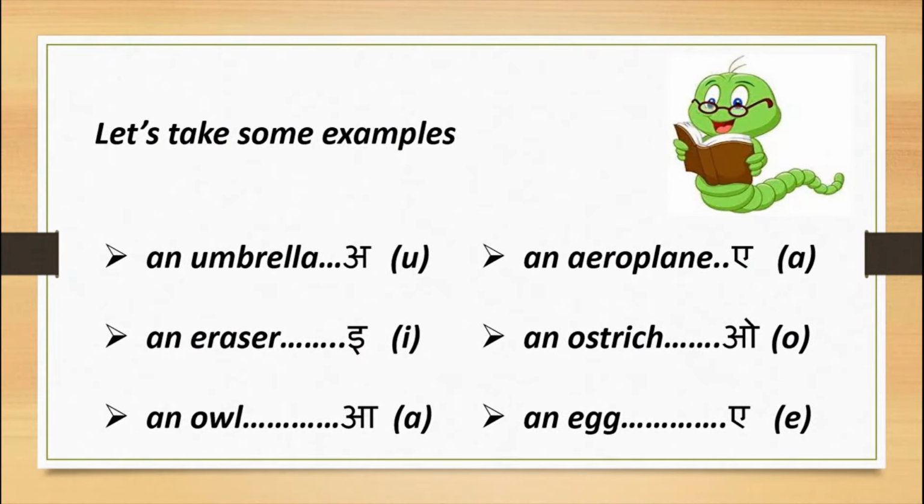Let's take some examples जहाँ पे vowel है और sound भी vowel का ही है. जैसे an umbrella, an eraser, an owl, an aeroplane, an ostrich, and an egg.